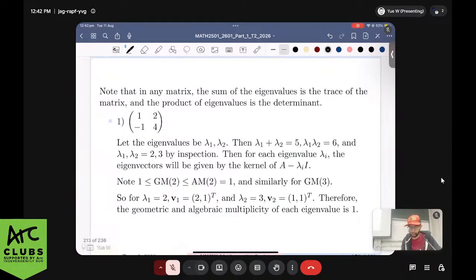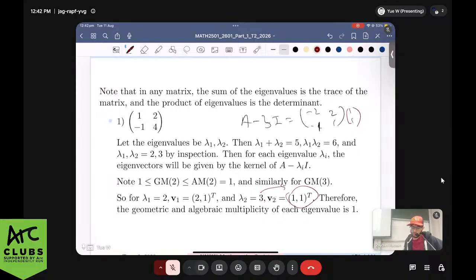Okay, so, I mean, you can do it yourself, A minus 3I. You just subtract 3 from the diagonals. So 1 minus 3 is minus 2, and 1 and 1, 2. And the kernel of this is going to be (1, 1). You can kind of inspect it. You can see that if you plug in (1, 1), you'll get 0. So this would be the v_2 for eigenvalue 3.